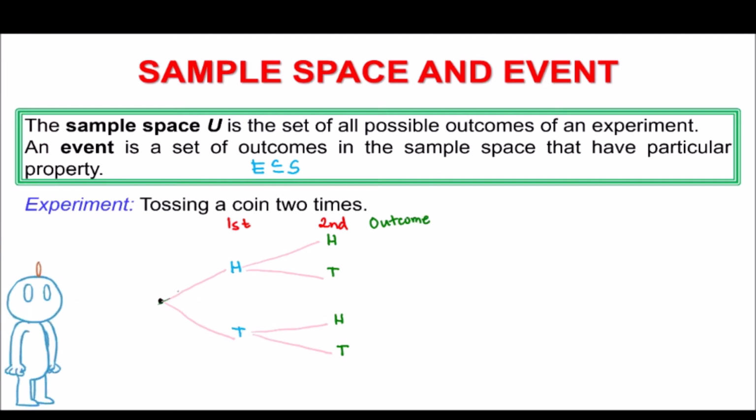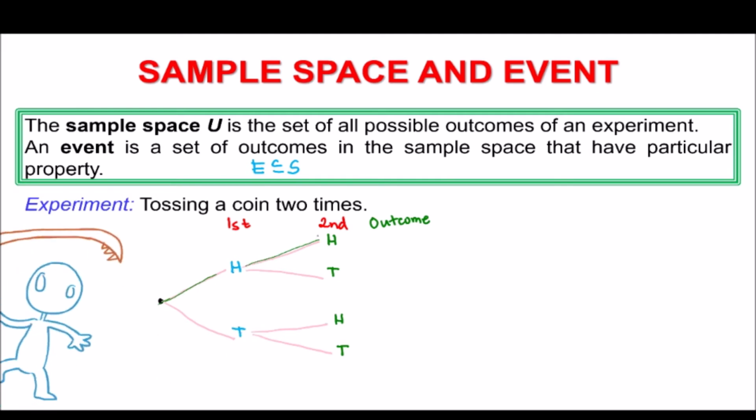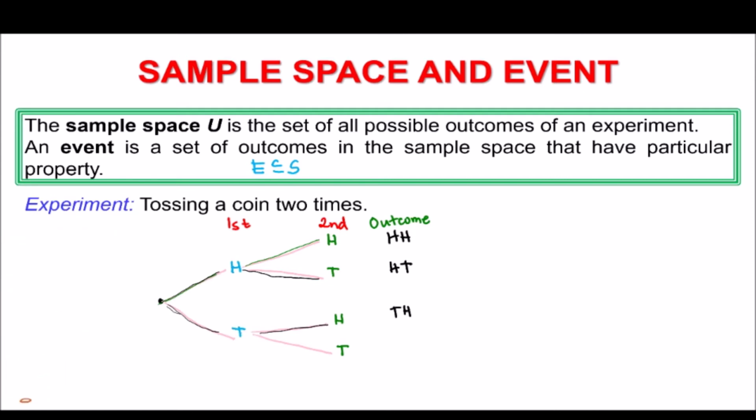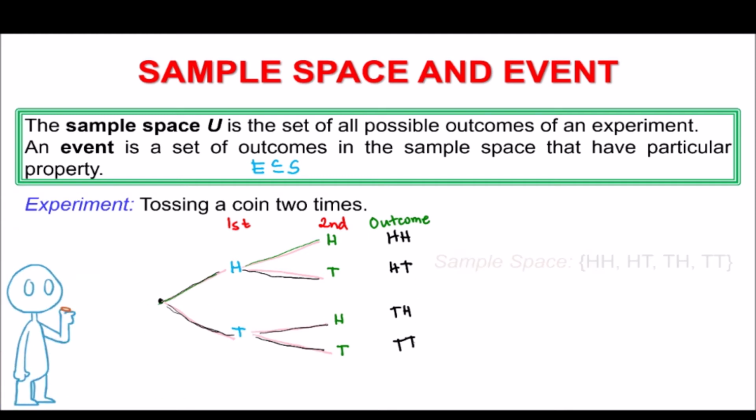So start and then going to head, then head again. So that will be HH. Then start, going to head, then head goes to tails. So that will be HT. Follow the same process. So TH, TT. Okay, so your sample space will be HH, HT, TH, and TT.